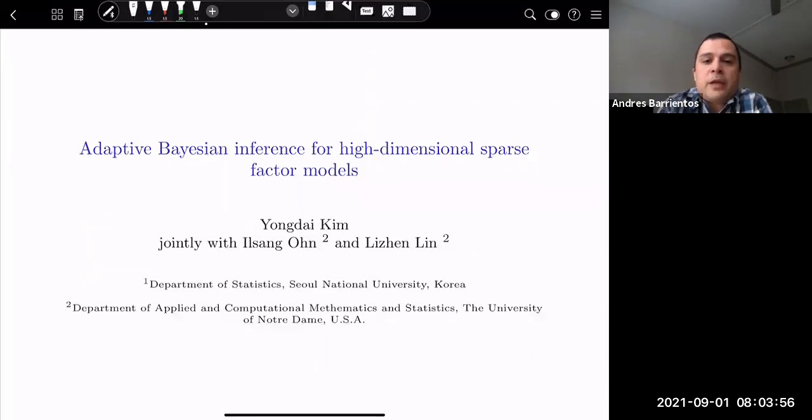Today, I have the great pleasure of introducing Professor Yongdai Kim as our speaker. Dr. Kim is a professor in the Department of Statistics at Seoul National University in South Korea. His research interests include survival analysis, Bayesian statistics, statistical learning and data mining, model selection, and big data analysis. The title of his talk today is Adaptive Bayesian Inference for High-Dimensional Sparse Factor Models.